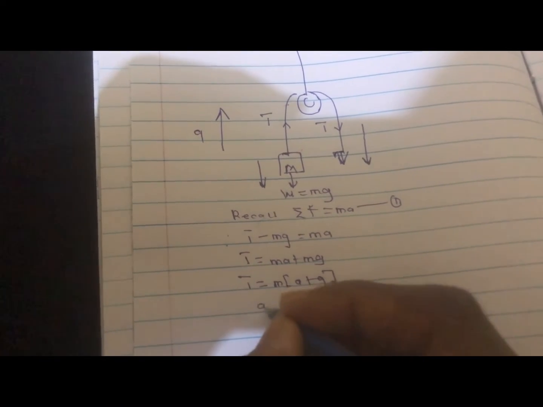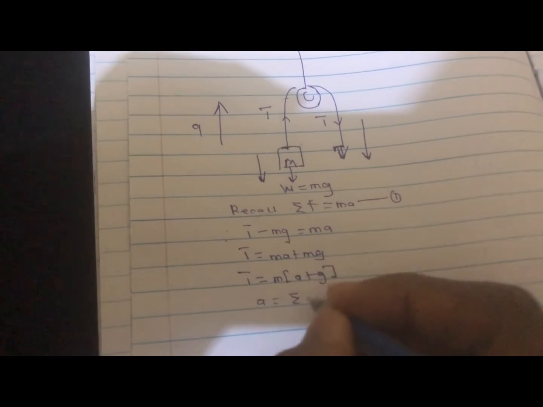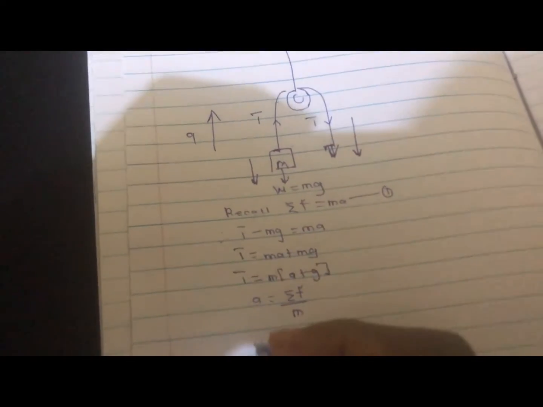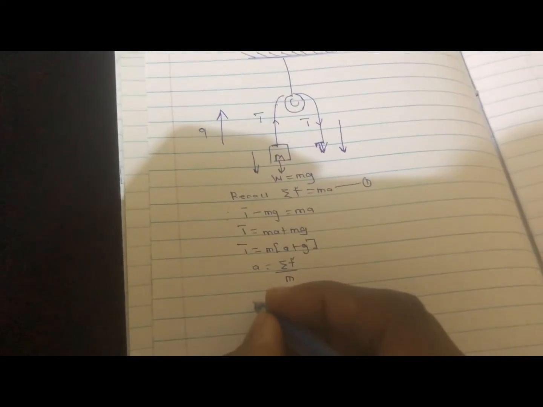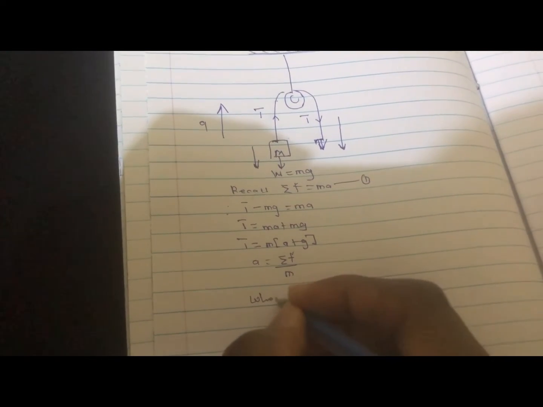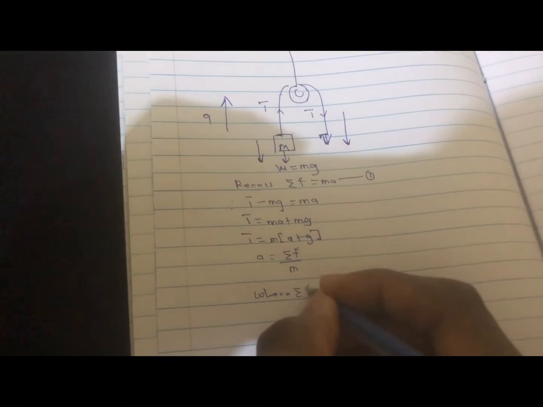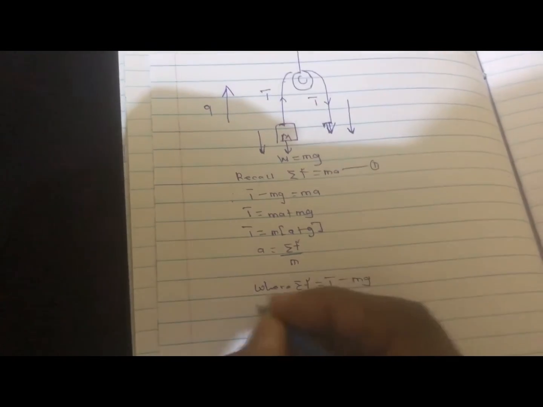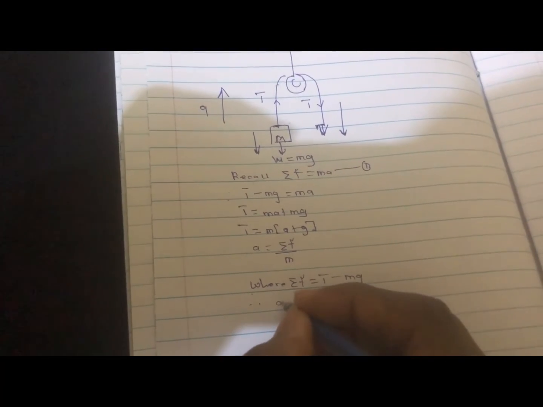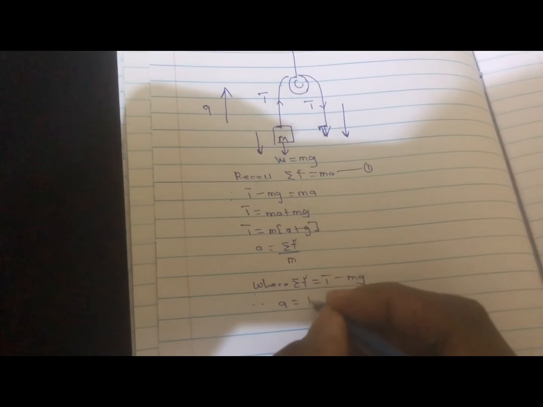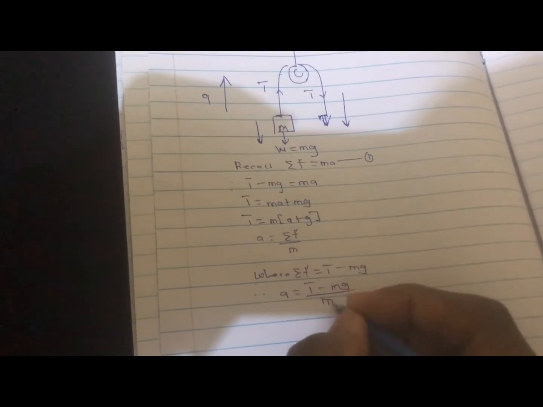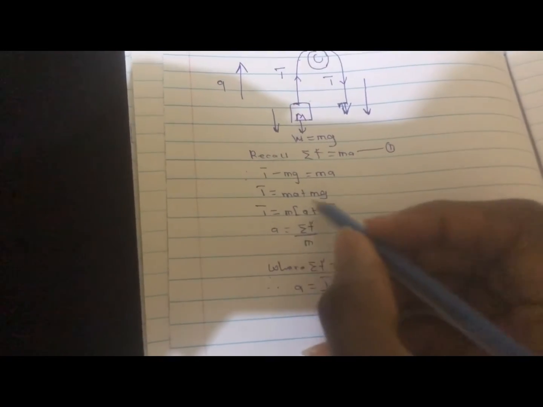So now from there we can calculate the acceleration as what? As a is equal to the net force over m, where the net force is equal to the tension minus mg. Therefore, acceleration is equal to what? The tension minus mg over m.